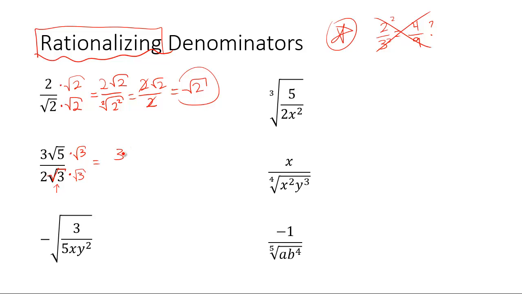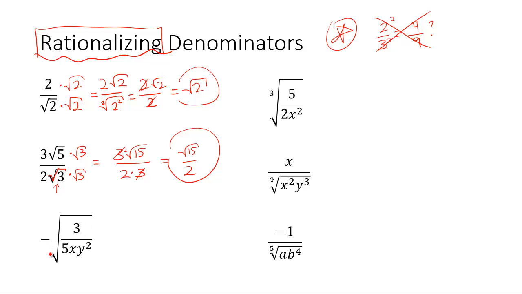So here we'll have 3 root 15 over 2 times, and this is 3 squared. So that's 2 times 3. Now you'll notice you could say 3 root 15 over 6, or you could see that these are common factors because of the times sign. Make sure you don't cancel if there's a plus. So that's root 15 over 2.